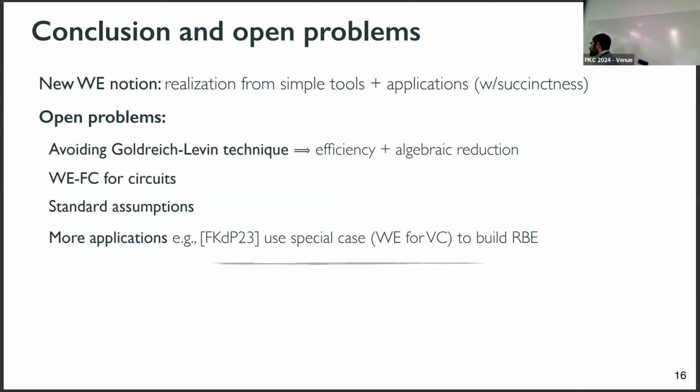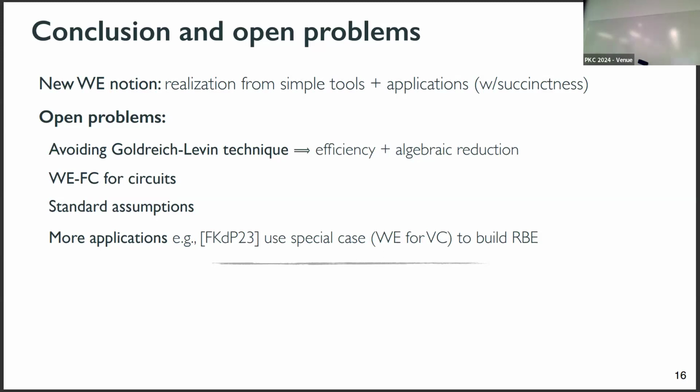Okay, so let me conclude this talk. By recalling, in this paper we propose a new notion of witness encryption for functional commitments. We show realizations from simple tools such as bilinear groups, and we show applications that exploit the succinctness property of functional commitments. In our work, we leave some open problems. One of these is, for example, how to avoid the use of this Goldreich-Levin technique at encryption time. This would have implications to improve efficiency, but also to obtain an algebraic reduction. This is, for example, relevant to why we have to resort to the GGM.